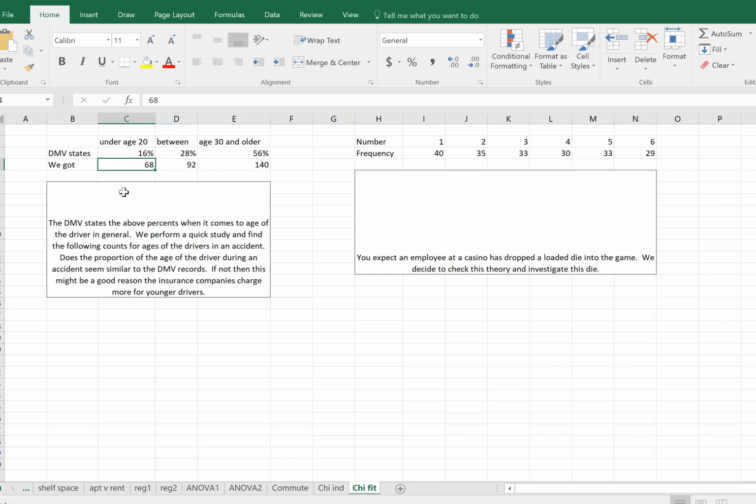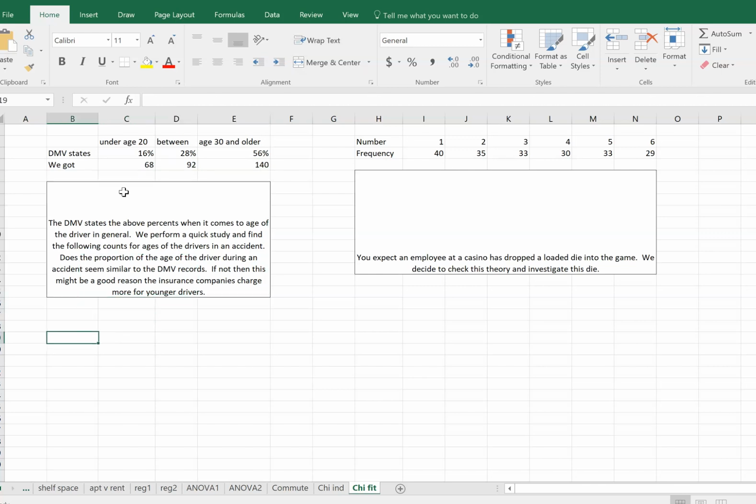So we don't know if we believe that. So we perform a quick study and we find that in our study, 68 kids under the age of 20 are driving. 92 are between the age of 20 and 29. And age 30 and older, there's 140 people driving. So the question is, given this data that we've collected, do we believe this is truly the DMV statistics? Do we believe in the DMV in their breakdown of drivers?